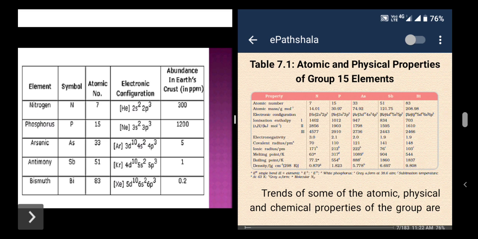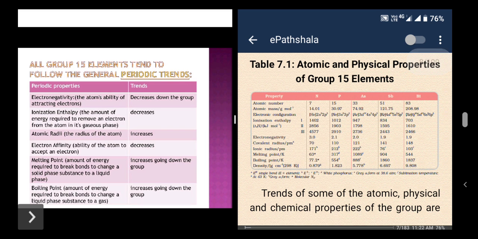So nitrogen's atomic number is 7, phosphorus 15, arsenic 33, antimony or stibium 51, bismuth 83. All the group elements tend to follow the general periodic trends. Electronegativity, that is the atom's ability to attract electrons, decreases as I said, and ionization enthalpy decreases. All these things are given in the table or column.